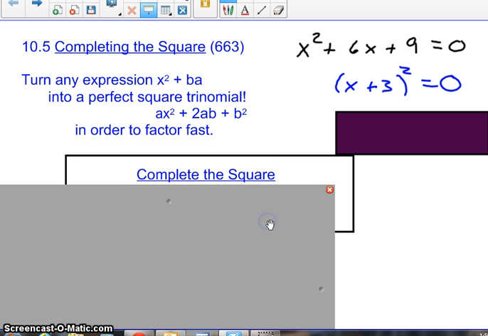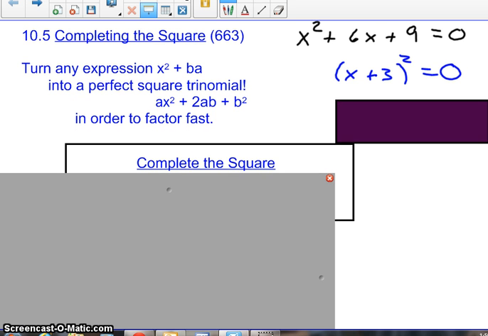And we call this taking any binomial like that and adding the term that would make it a perfect square. We call that completing the square. Complete the square. We can take any quadratic equation and solve it by completing the square.